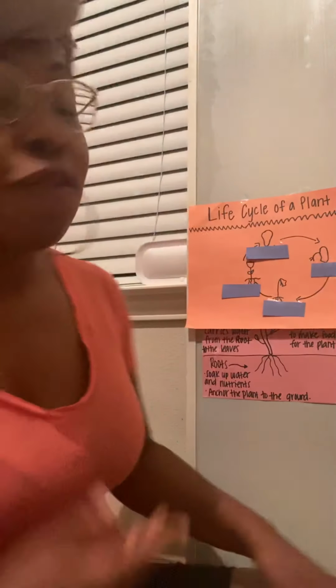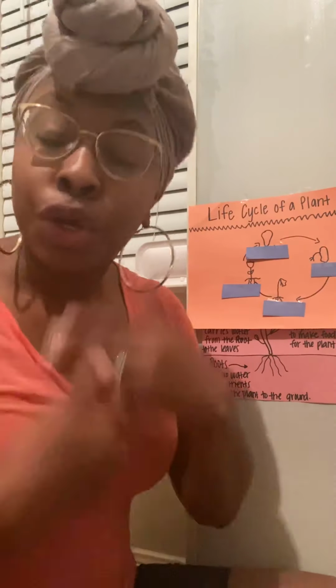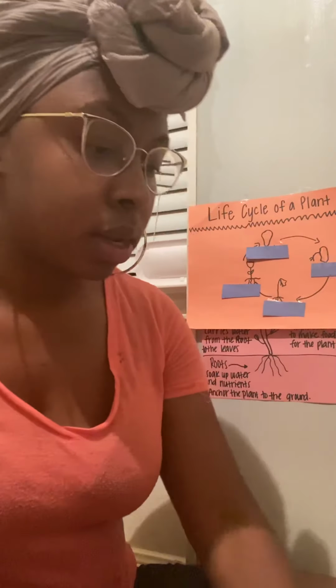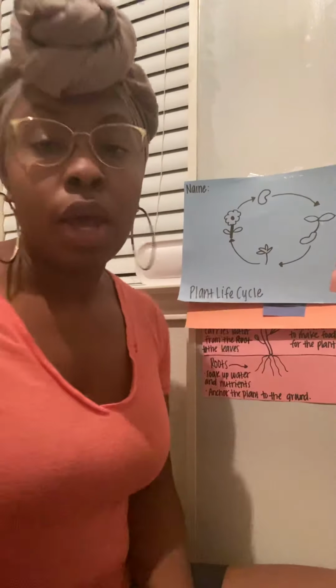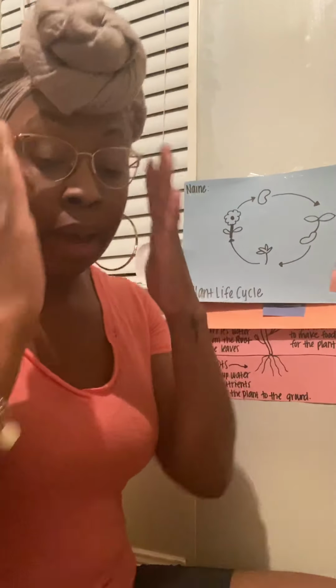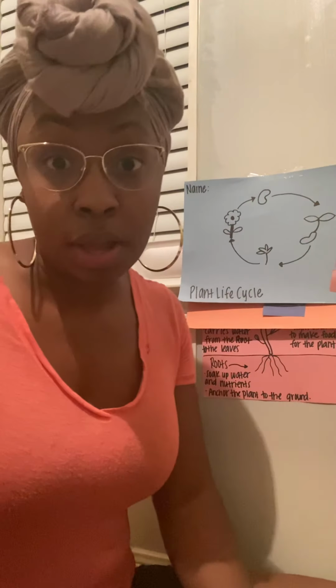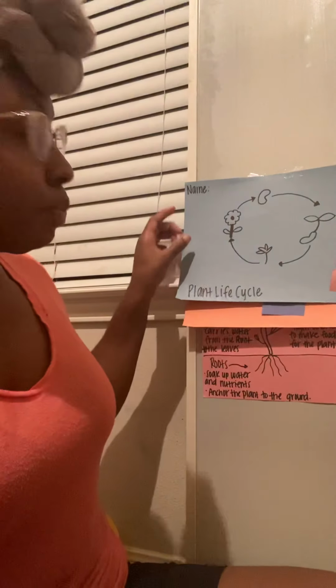Okay? So for today's assignment, you're going to recreate your own life cycle of a plant. On your paper, you'll create your own life cycle. At your desk, you'll have construction paper, glue, and scissors. Please be mindful and be careful with your scissors. We will discuss how to use scissors properly in class.